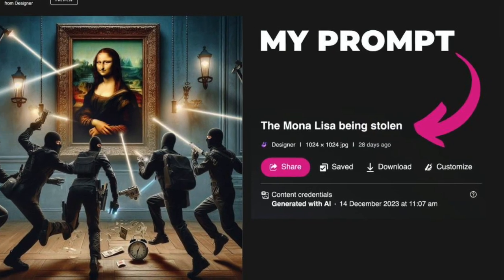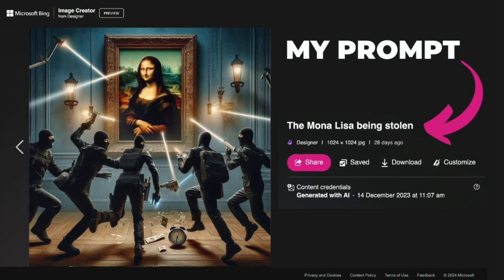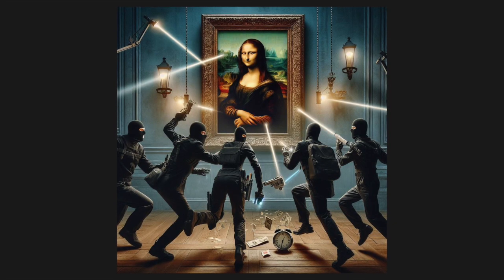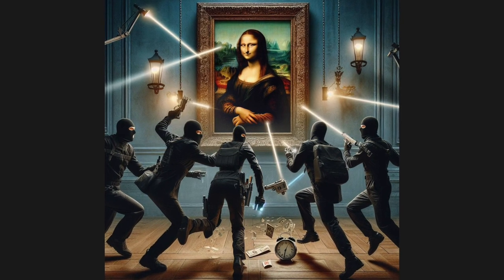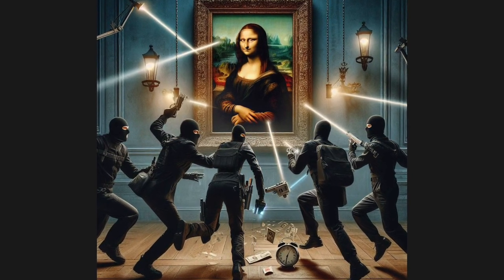So all of the images I'm going to show you were created by a text-to-image artificial intelligence image generator called DALL-E, and the prompt in each case was the same, the Mona Lisa being stolen. And let's have a look at the first one. There's always something that's not quite right. And this is a great example.